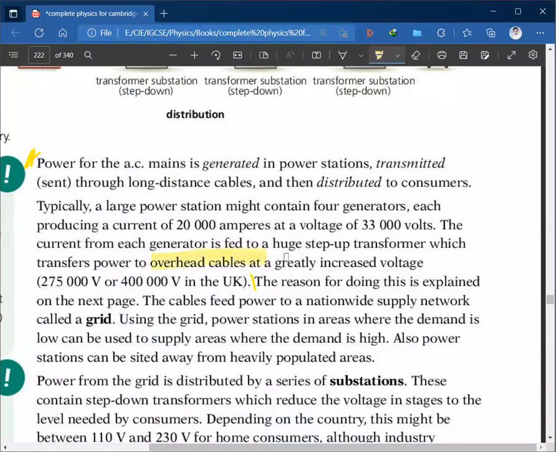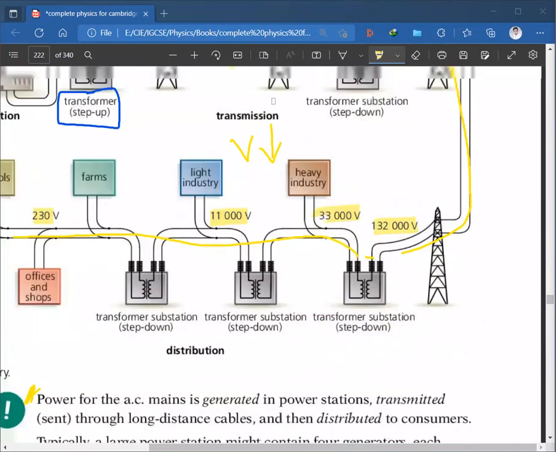Now, Neha, read this, the highlighted part. The current from each generator is fed to a huge step-up transformer, which transfers power to overhead cables at a greatly increased voltage. So why is it so high? Why do we have to increase the voltage when we're transferring?